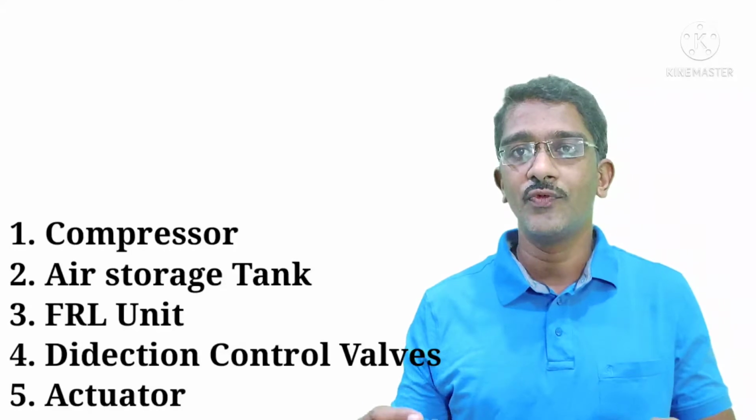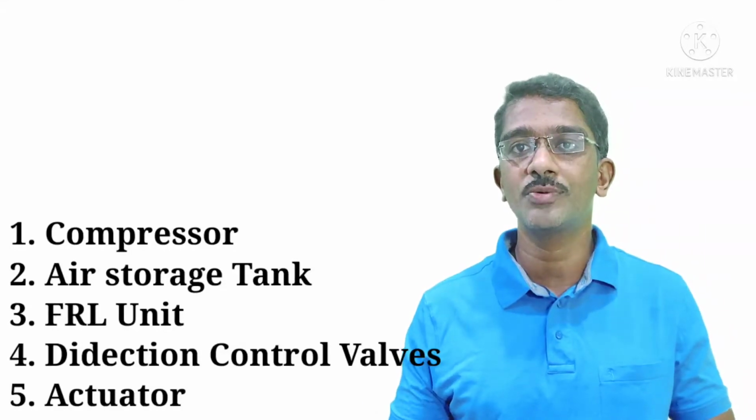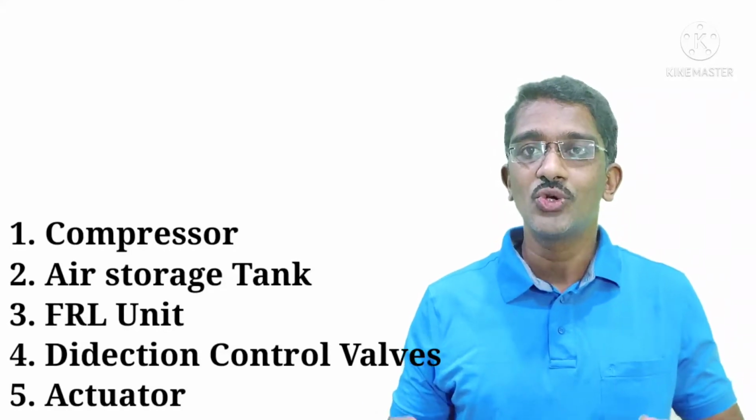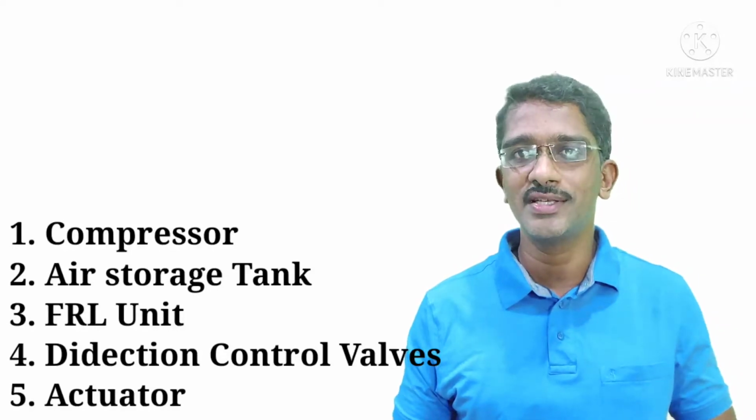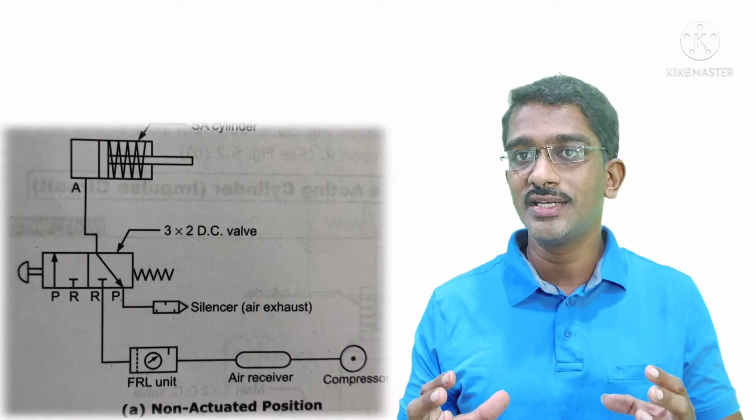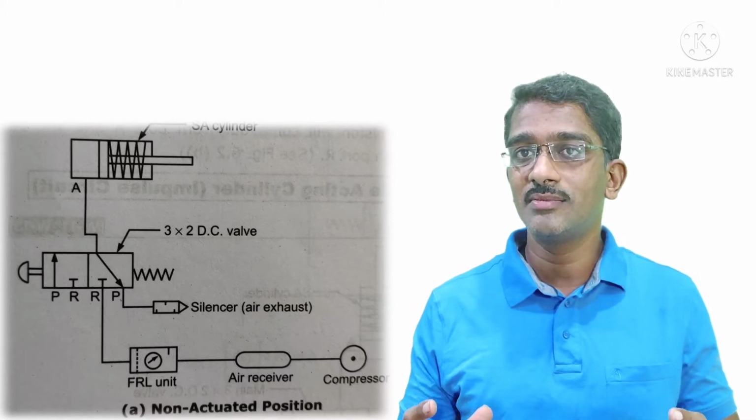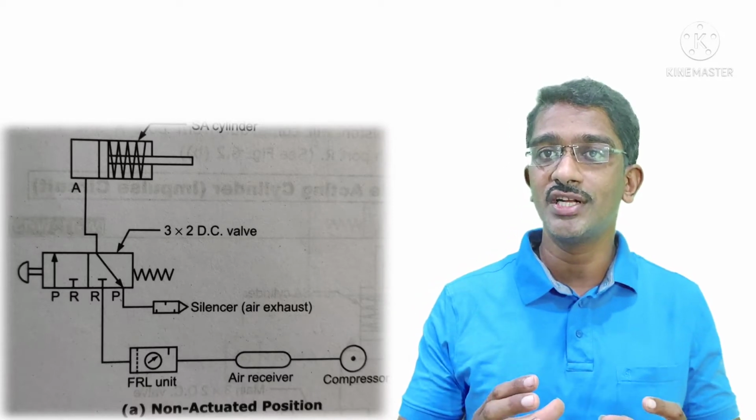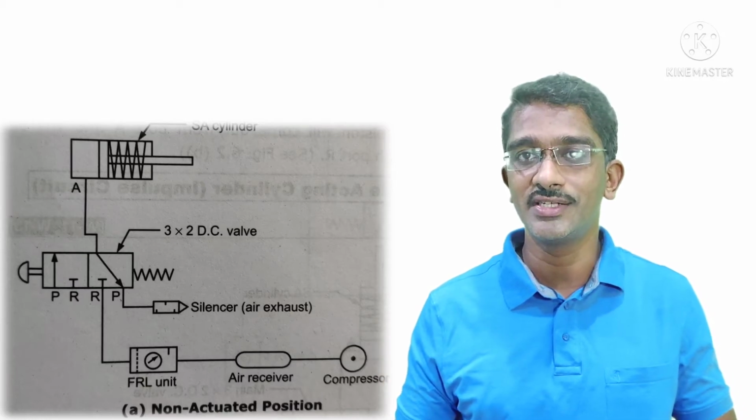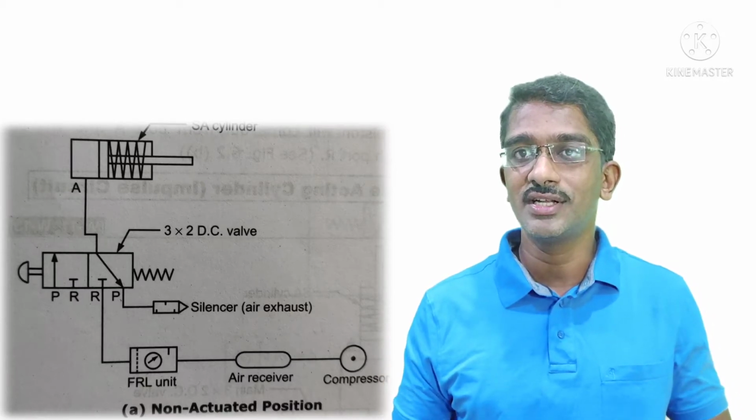Let us start. The first circuit is actuation of a single acting cylinder, right? First we have to understand what a single acting cylinder is. A single acting cylinder is one kind of actuator where the pressure energy gets converted into mechanical energy.